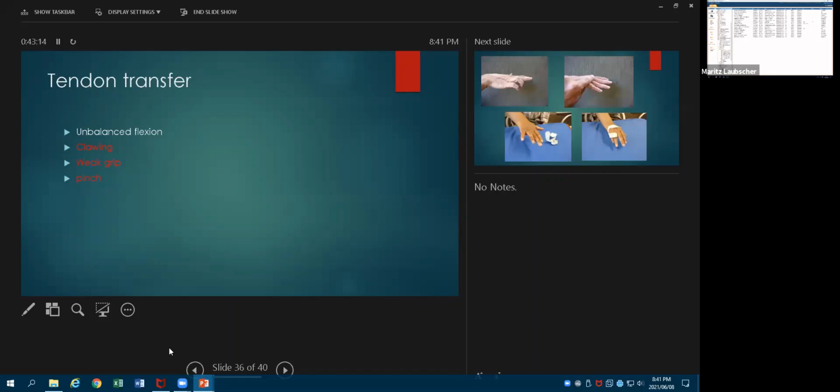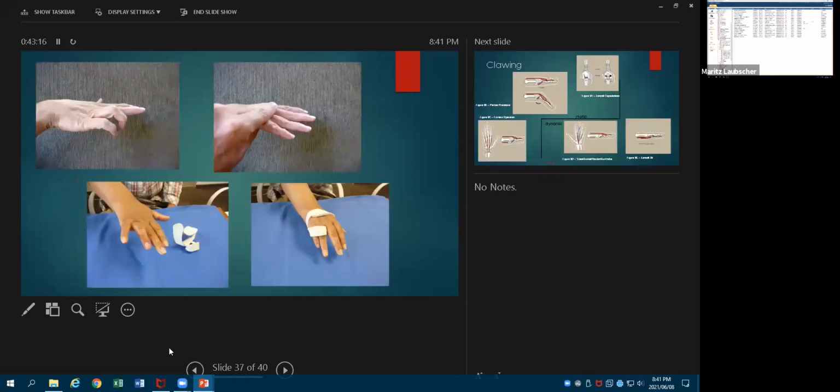Claw, grip, pinch. So there's the claw, the typical ulnar nerve claw. Remember that they've lost all the intrinsics except those two lumbricals, index and middle. So they can keep them out of a claw position, those two lumbricals. It's not much, but it's enough.